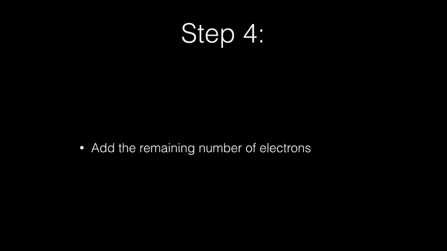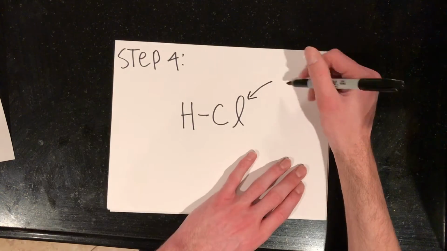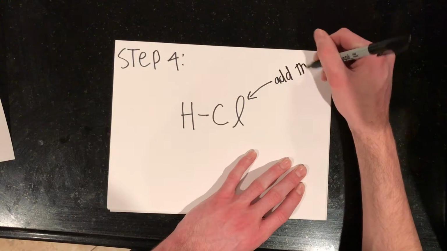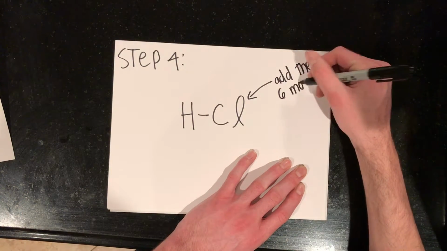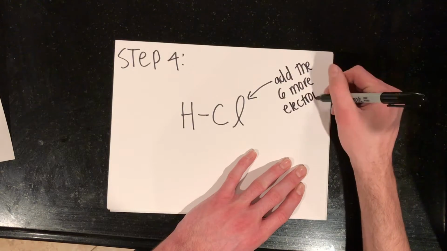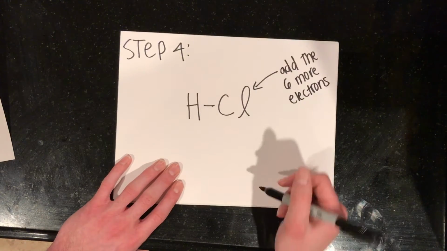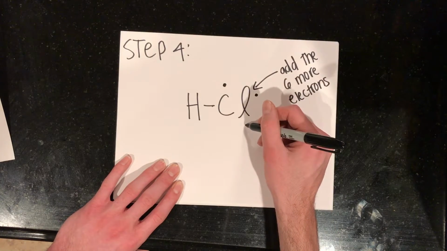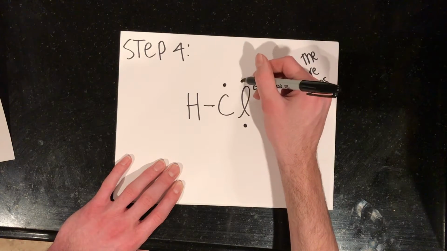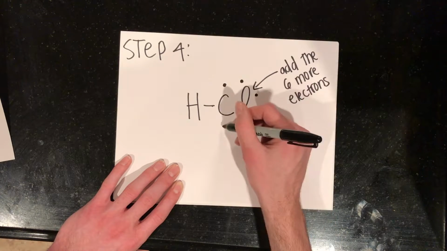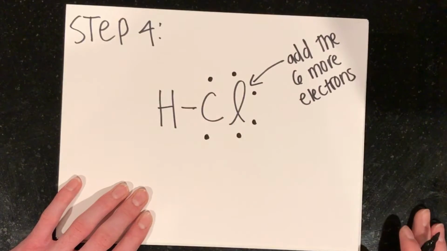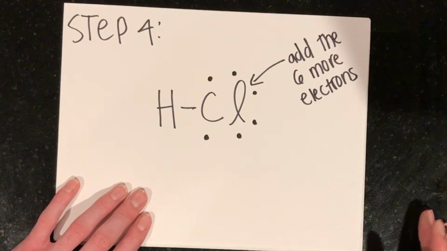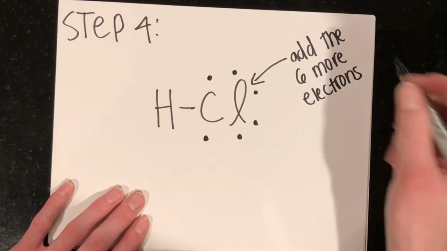In step 4, we add the remaining number of electrons needed. With HCl, we have only used 2 electrons, so we still need to add the 6 remaining electrons. Hydrogen only needs 2 electrons surrounding it, where the majority of elements need a total of 8 electrons surrounding it. So we will add the 6 electrons surrounding chlorine.